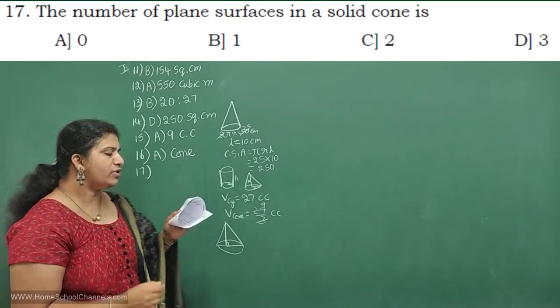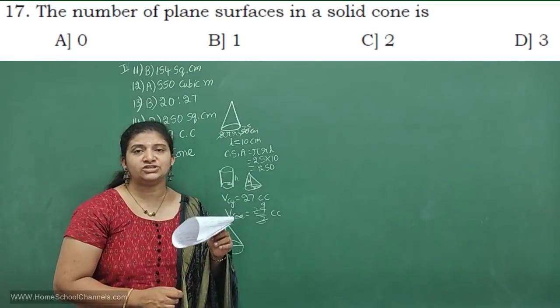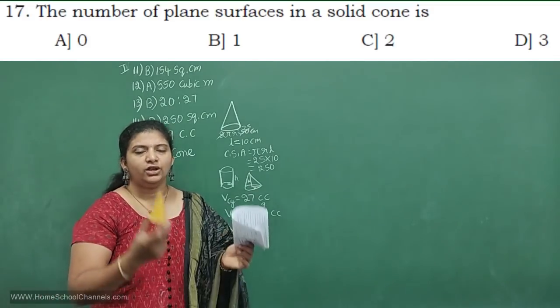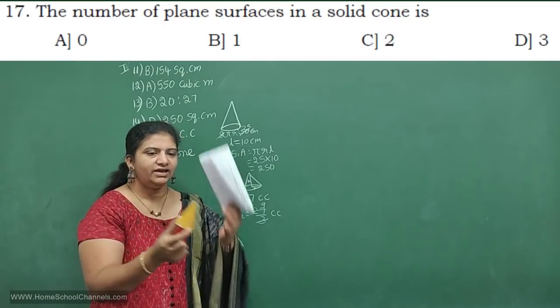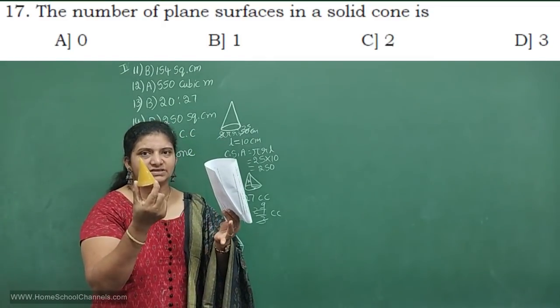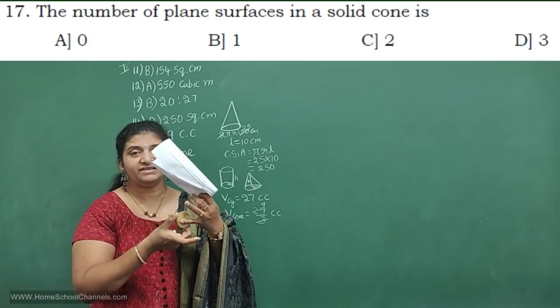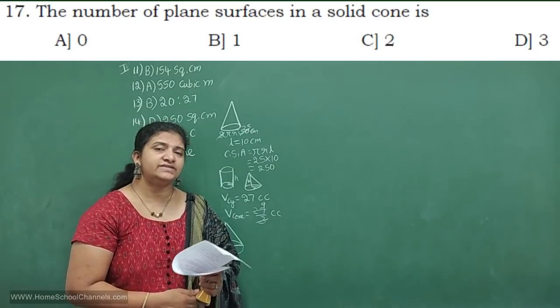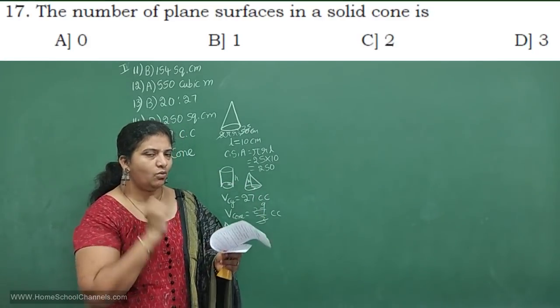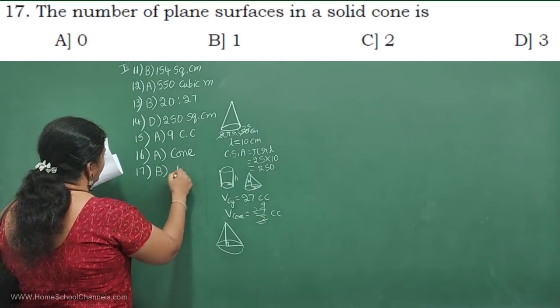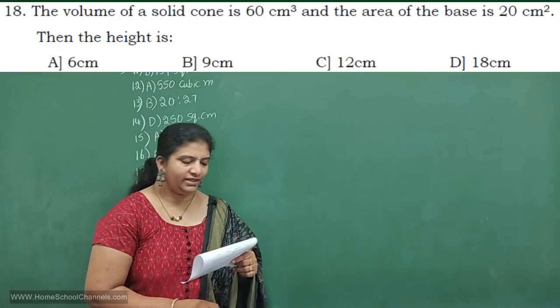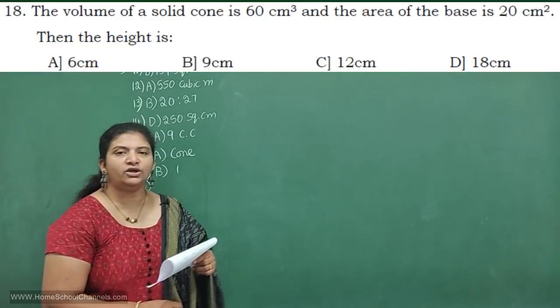17th one, the number of plane surfaces in a solid cone is. Look here, this is a solid cone. How many plane surfaces does it have? This is a curved surface and this is a plane surface. How many plane surfaces is it having? Only one. See the option B. 1 is your answer.